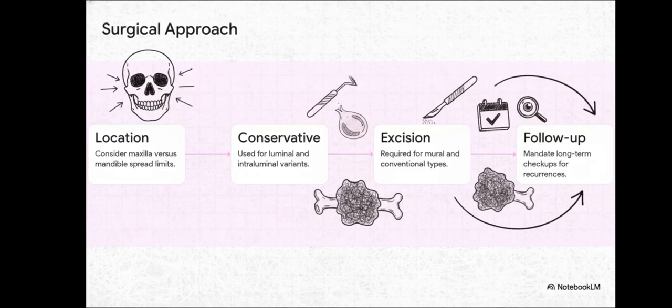But, and this is a big but, if we spot that mural variant we saw earlier, or if we're dealing with a conventional solid type, we absolutely must perform radical surgical excision, because it acts with the exact same biological aggressiveness. And finally, regardless of the treatment form, strict, long-term follow-up is an absolute necessity to catch those persistent recurrences.